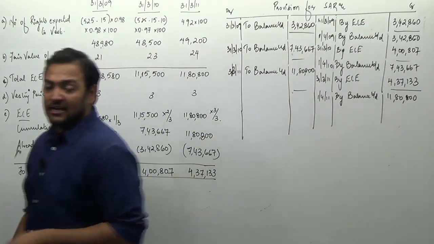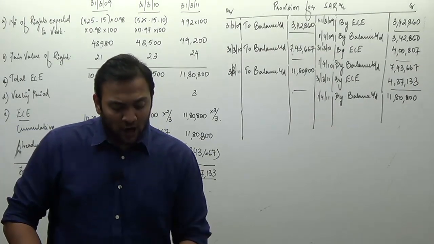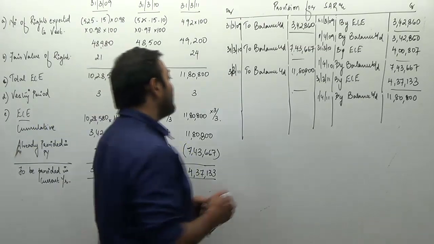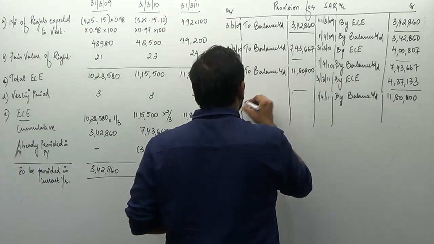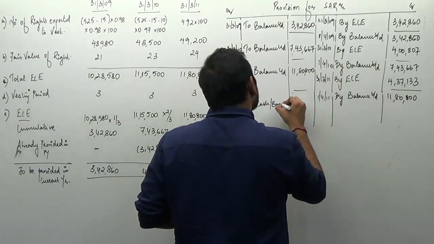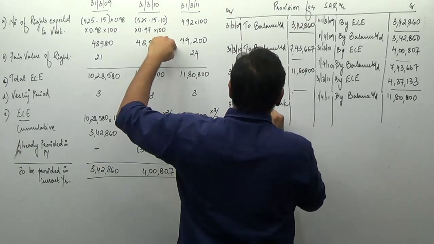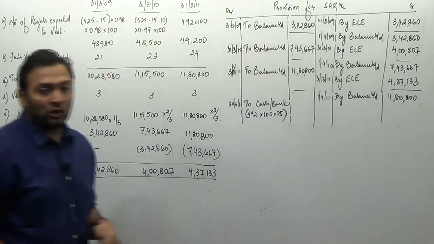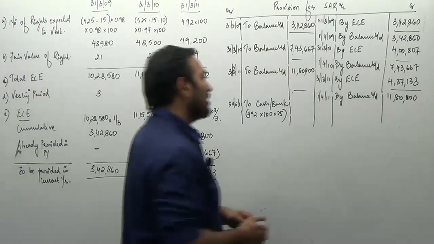Check the exercise. What did he say? On 31-3-2011, SAR was exercised having an intrinsic value of 25. So on 31-3-2011, to cash or bank. Settlement should be in cash or bank. How many? 492 employees, 100 options per employee. Settled at 25 rupees, not 24. At the time of settlement, the intrinsic value was 25.